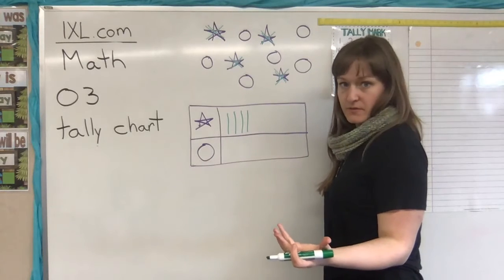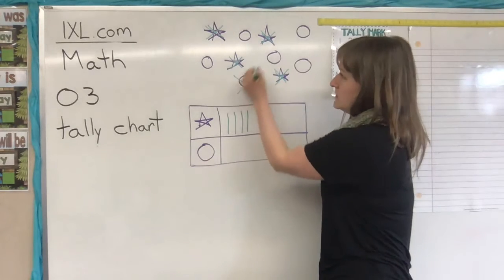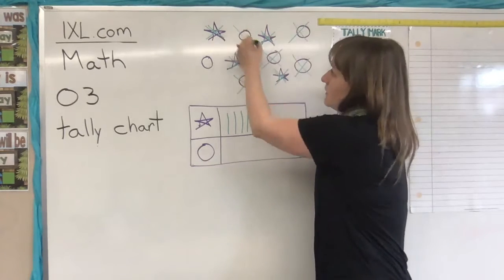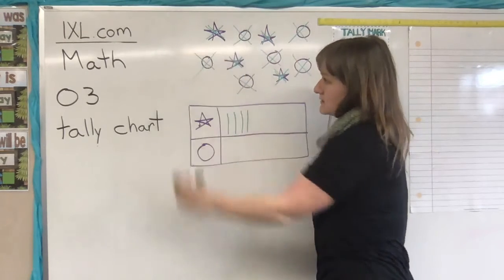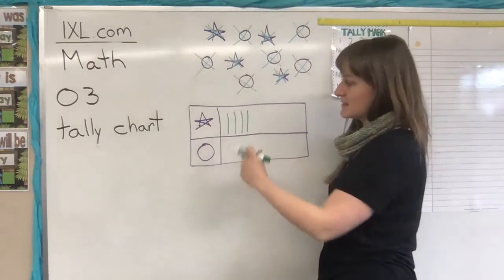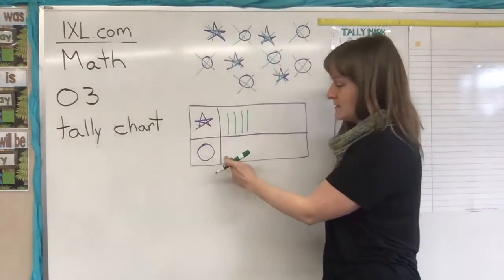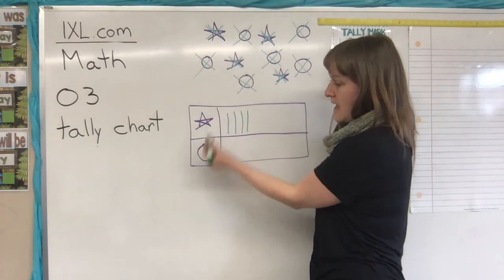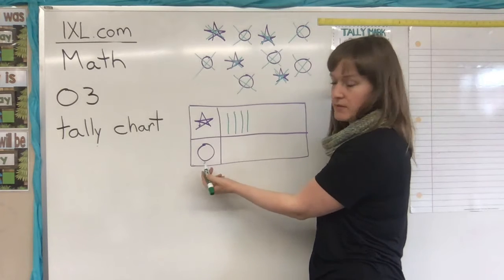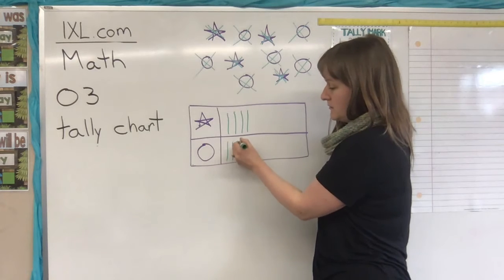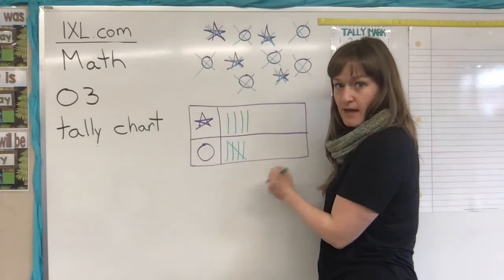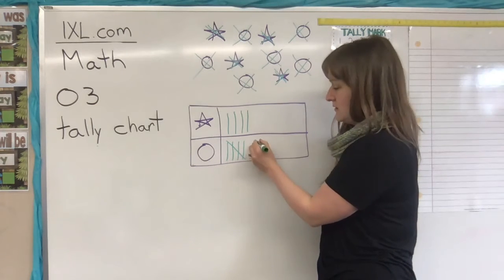So now I'm looking for my circles. How many circles do I have? 1, 2, 3, 4, 5, 6. I have 6 circles, so now I need 6 tally marks next to that circle. The same symbol, the same shape. 1, 2, 3, 4, 5 goes on top to make that a unit.